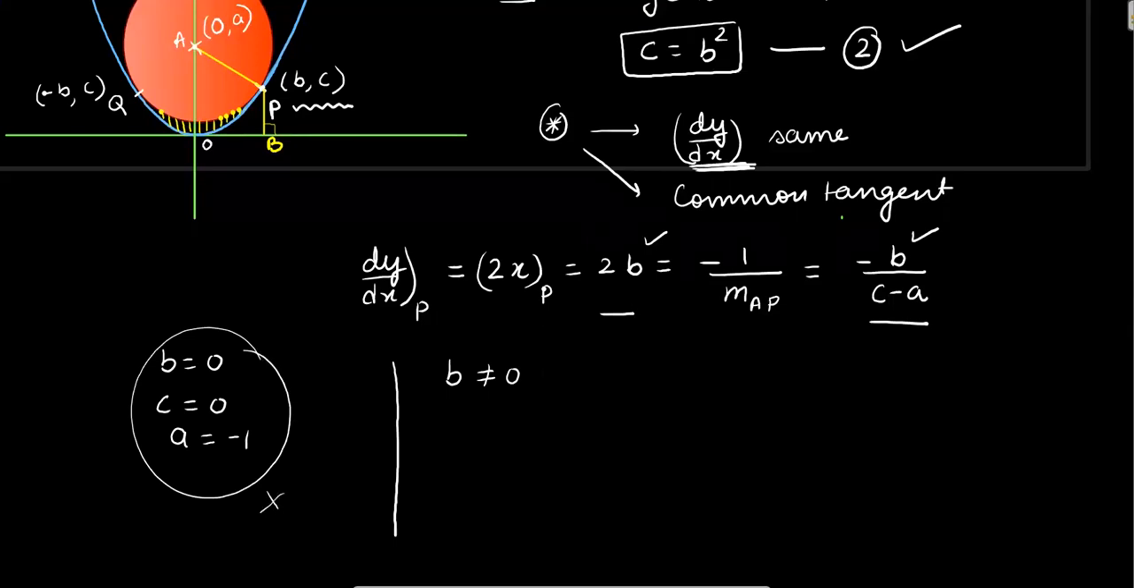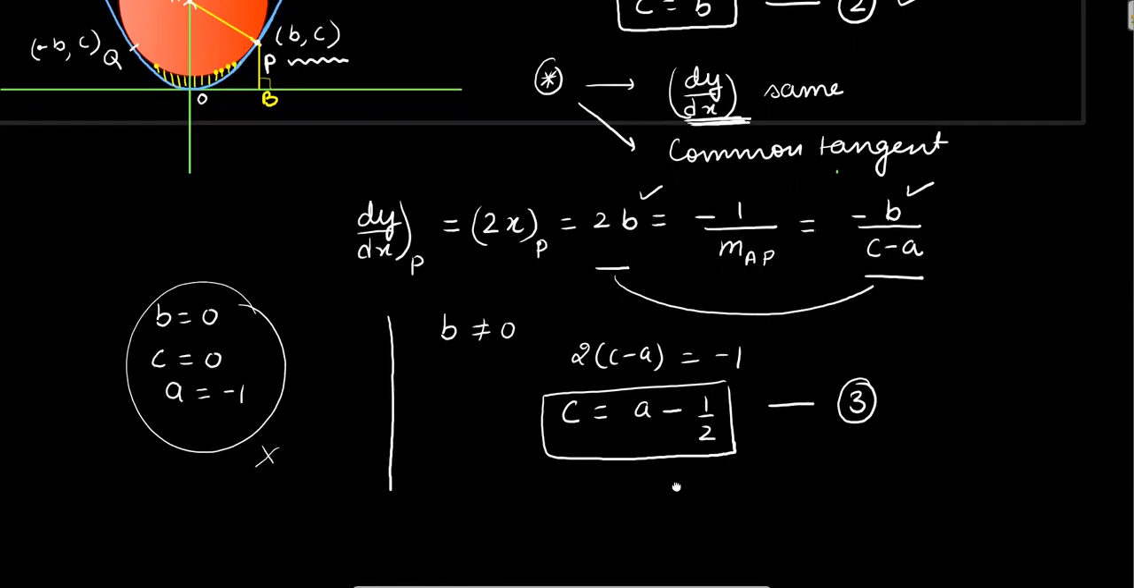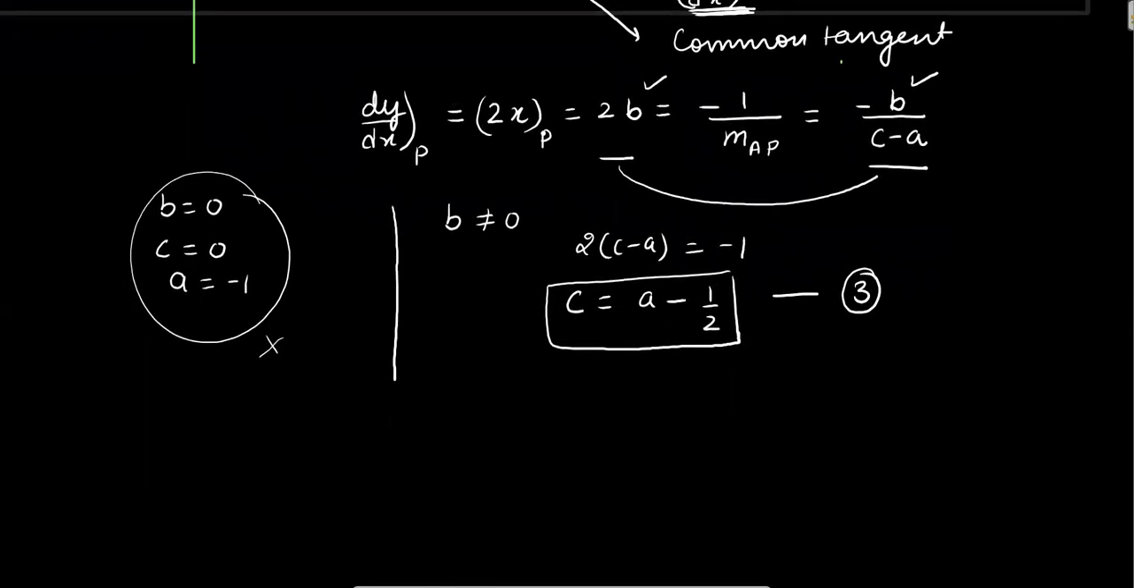Now I'm proceeding with B not equal to 0. So when B is not equal to 0, from these two, I'm getting 2 times (C minus A) equals -1, or we can say that C turns out to be (A minus 1) by 2. I got one more relation between A and C. This is the third relation. Now I just have to make use of 1, 2, and 3 to get the values of A, B, and C. That means replacing C with (A minus 1) by 2 in the first equation, replacing B square with C in the given equation, and then proceeding.